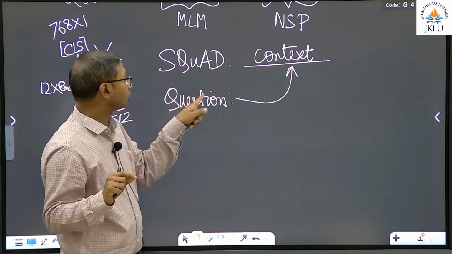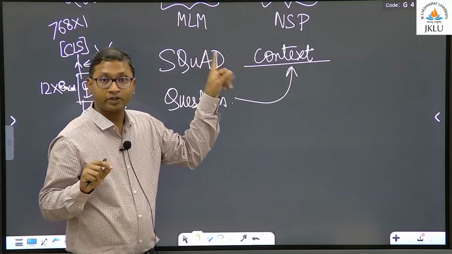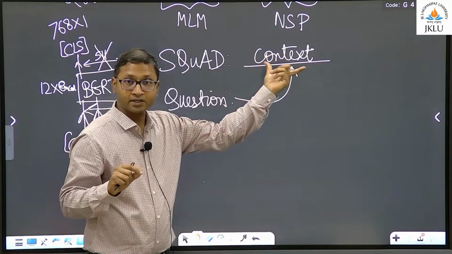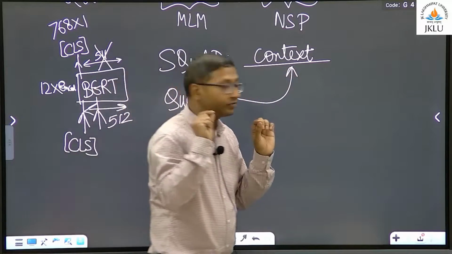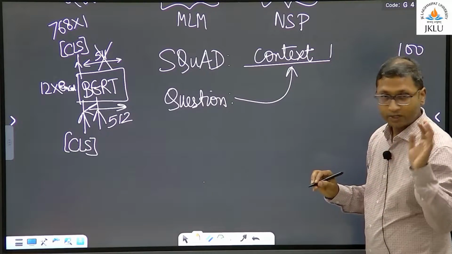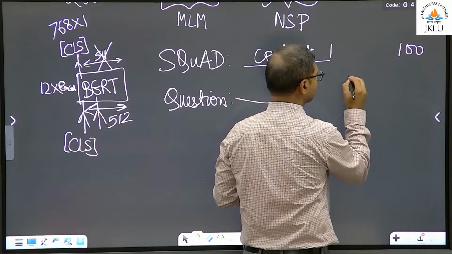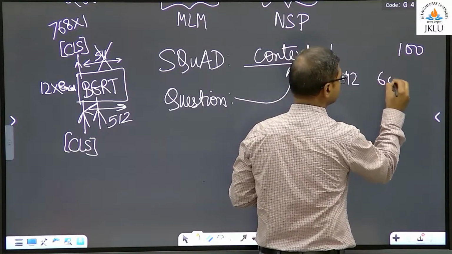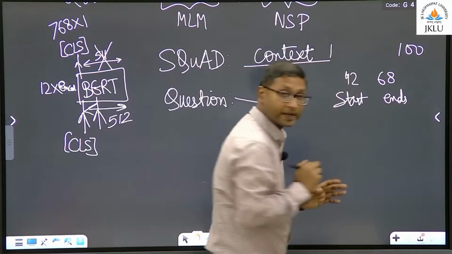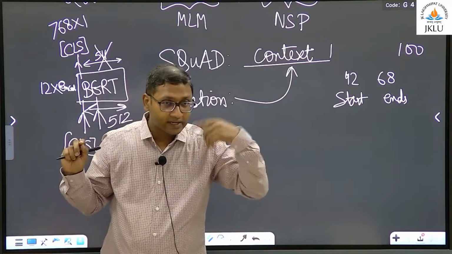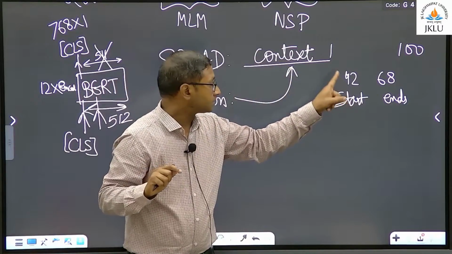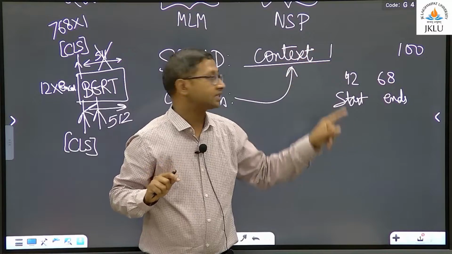But question answering requires language generation. So what kind of question answering is this? You are given a context and a question, and your answer will be something like this. Let us say the context is from word number 1 to 100. My answer starts at place 42 and ends at 68. I am not generating something for you. You gave me a context and a question, and I am saying the answer starts at 42 and ends at position 68 in this context.